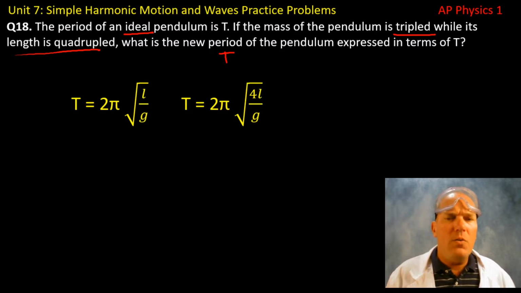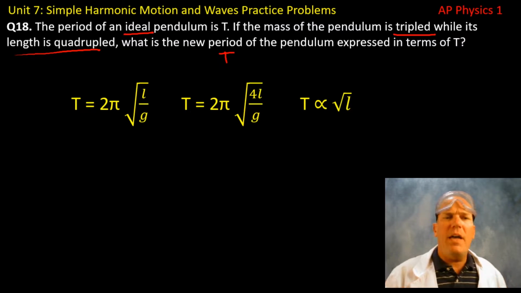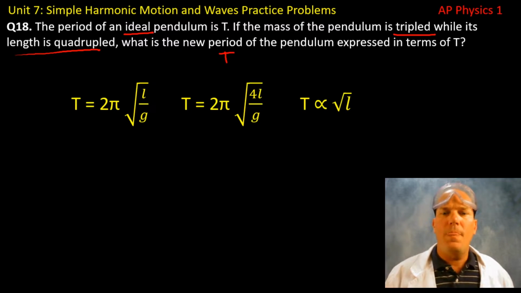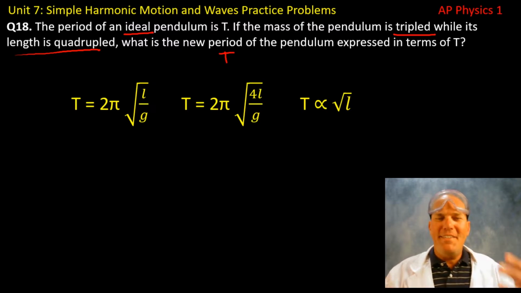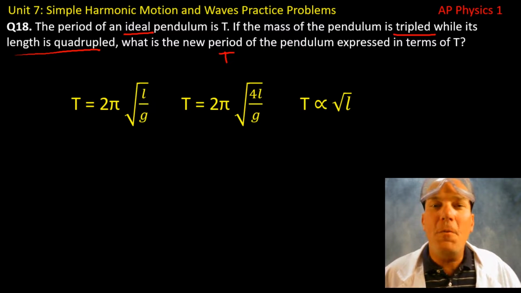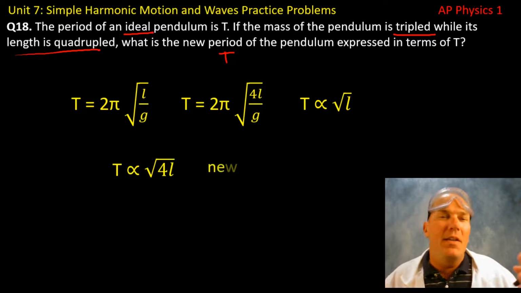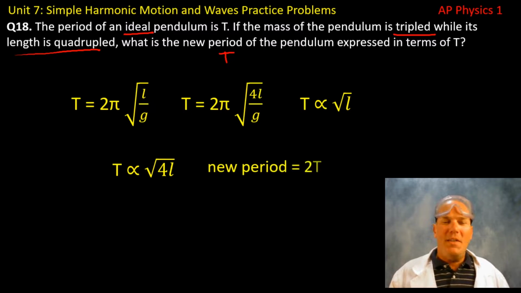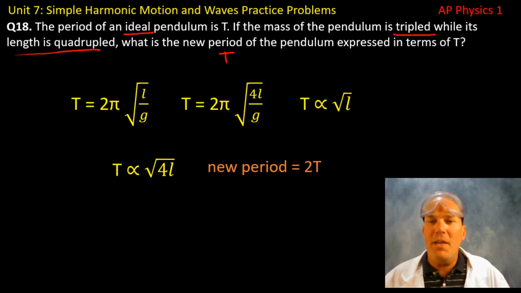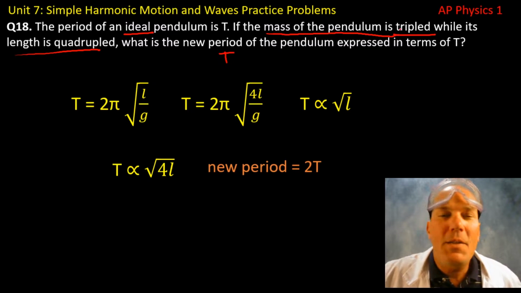All right, so our length is L, and the length is quadrupled. Period is equal to the square root of the length, and the square root of 4 is 2. So that helps. Then what this means is we have 2T, and we know that's the only factor in this one, because mass does not matter. So you get the point now.